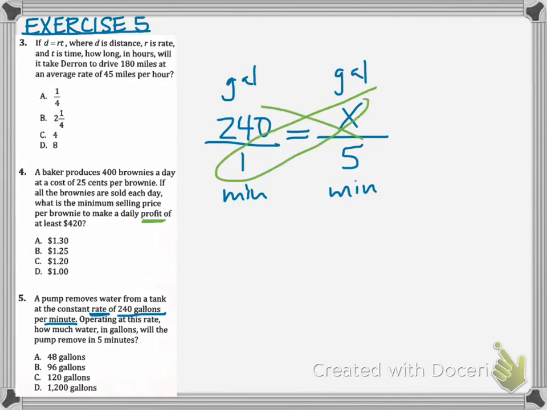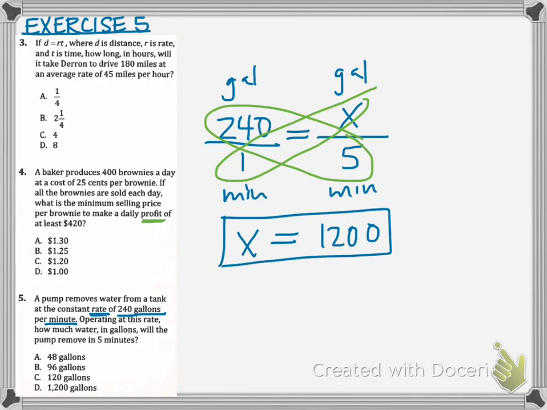We're going to go ahead and solve by cross multiplying. X times 1 is x. 240 times 5, I think it's 1200. These are our cross products. They're always equal. Check it out. It's already solved. X equals the number of gallons, so that's 1200 gallons, so that's answer D.